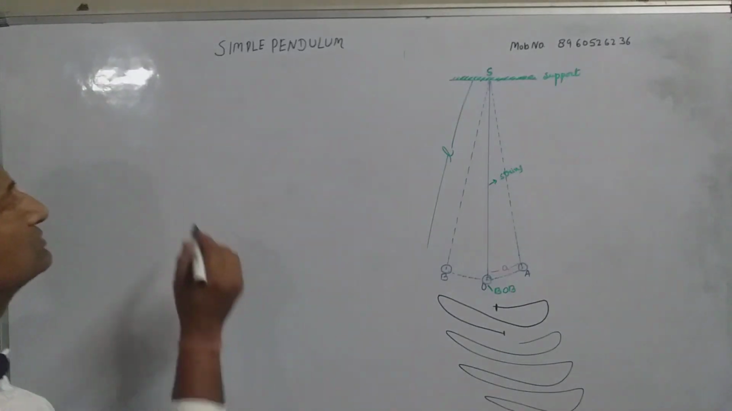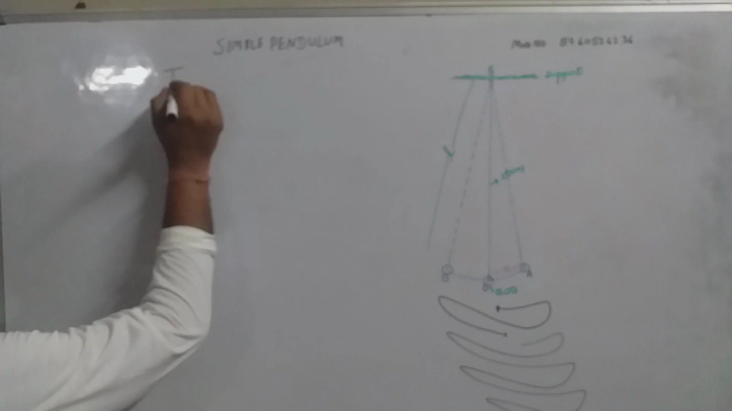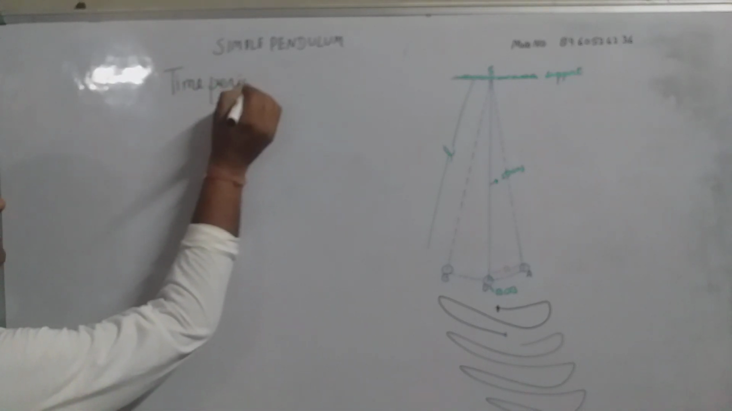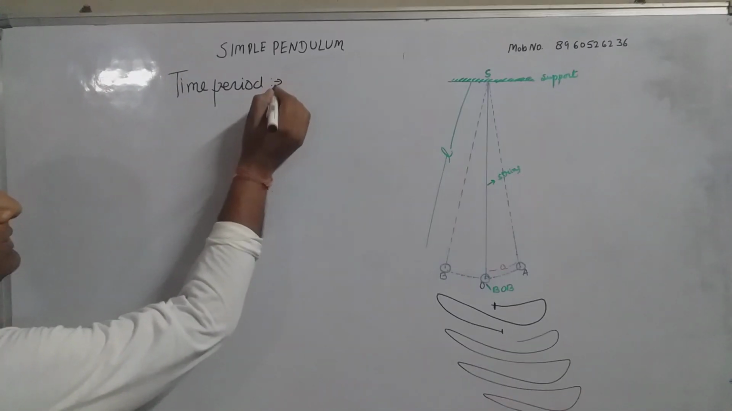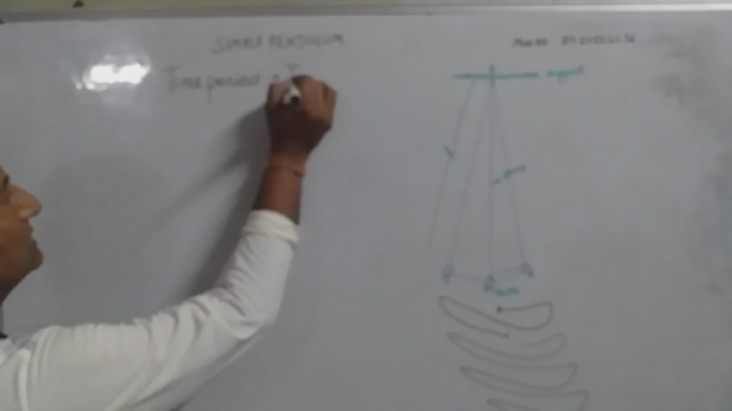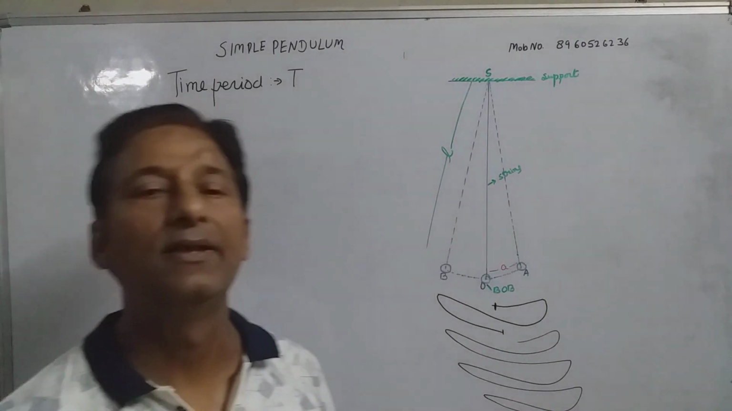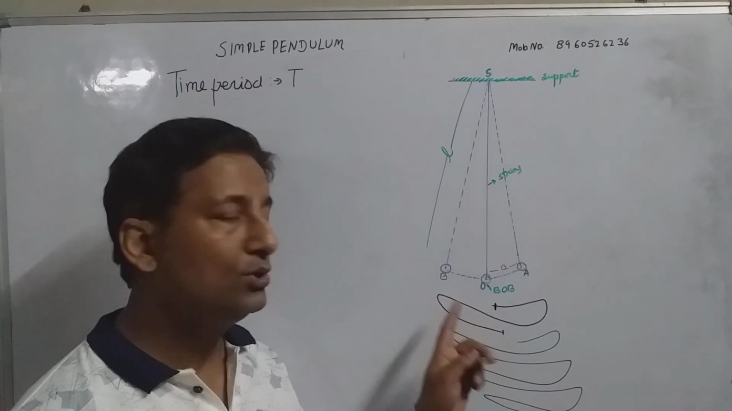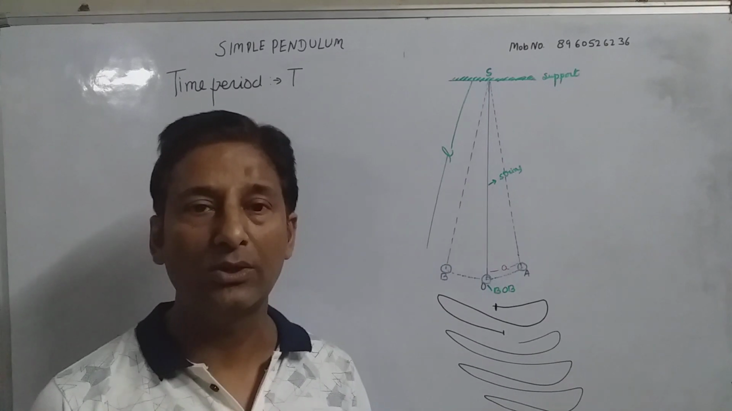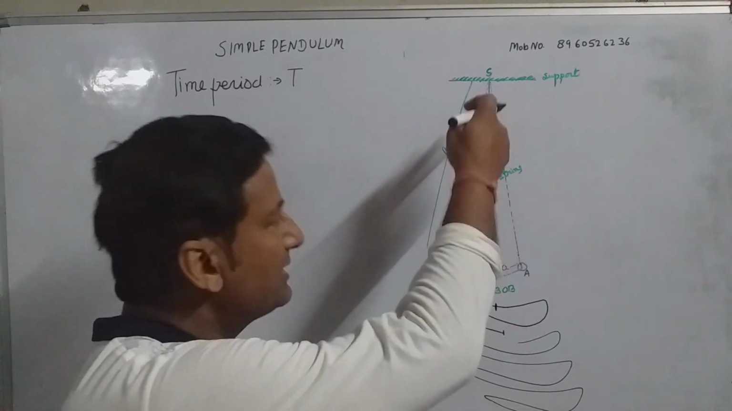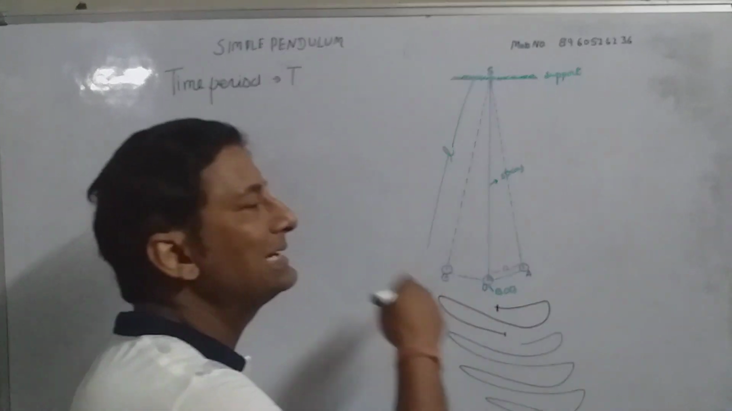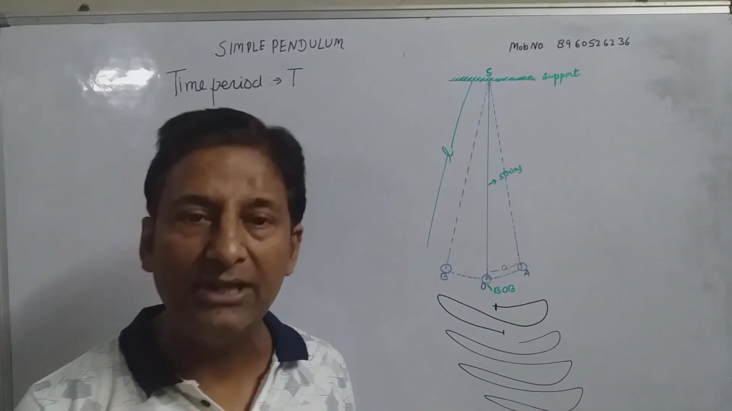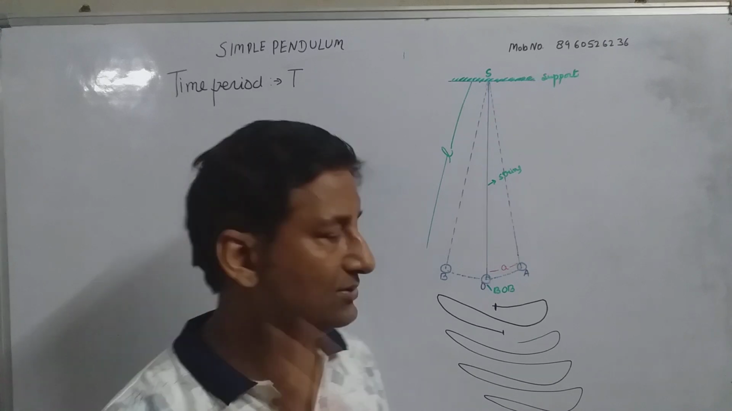Now there are some related terms. First one is time period. What do you mean by time period? It is denoted by T. Time period means the time taken by the pendulum to complete one oscillation. Greater the length, greater will be the time period. Smaller the length, lesser will be the time period. So time period depends on length.